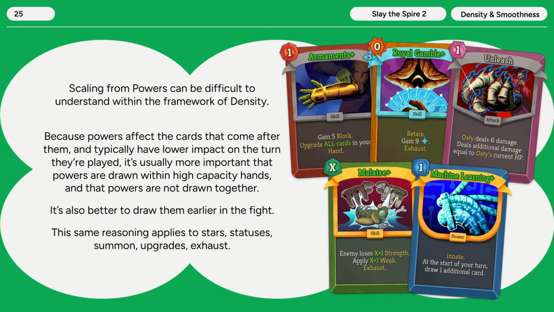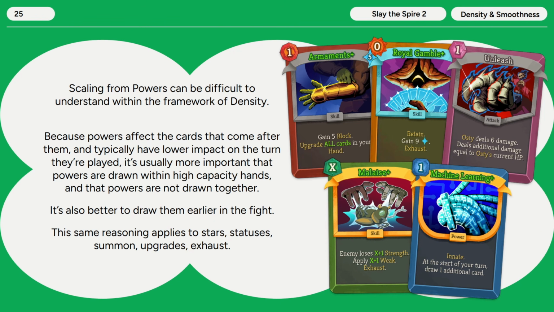And, you know, we've barely touched on powers at all. Powers and scaling from powers can be very difficult to understand within the framework of density, because powers affect the cards that come after them. Typically, they'll have lower impact on the turn that they're played. They cost energy on the turn that they're played, almost always. And so because you do have less energy on the turn you play them, you typically need to play a power alongside a higher capacity hand. So if you draw all your powers together, you might only get to play one of them, or you might play multiple of them and just have to face tank a lot of damage to do that.